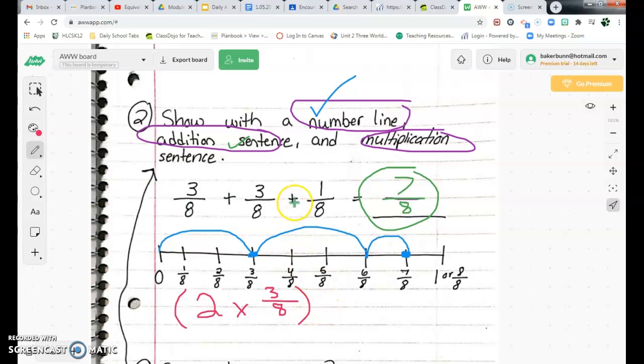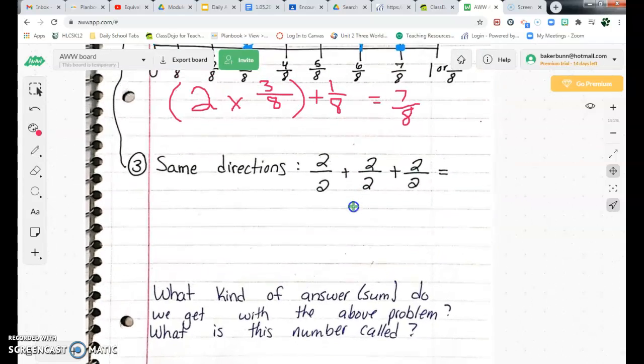Now, after I get that product of 2 times 3/8, which I know is 6/8, then I'm going to add my last 1/8, like this. Well, I know 2 groups of 3/8 is 6/8, plus 1 more 8 is going to get me 7/8. So that's how you're going to show this as a multiplication sentence. These are going to take some time to get used to. These are not super user-friendly. It's going to take a hot minute to get used to the multiplication sentence. But I want to at least show you the 3 different ways to express these. Addition, number line, multiplication.